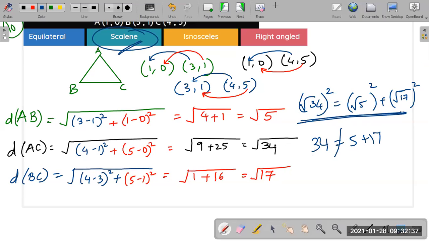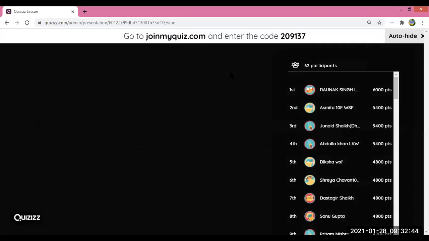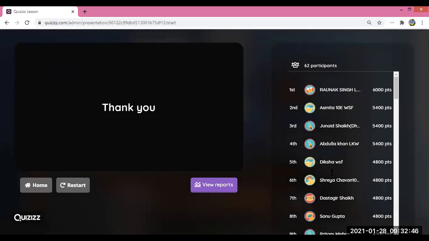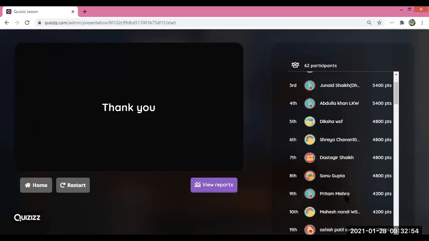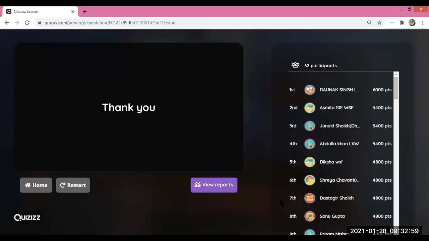Okay, students. You can check the top 10 participants who got it right: Ronak, Asmita, Junaid, Abdullah, Dilkash, Shreya, Dastagir, Sonu, Preetham, and Mahesh. These are the top 10 performing participants.